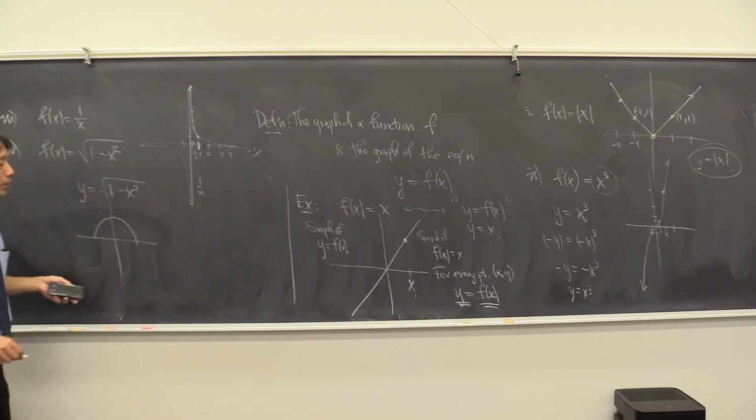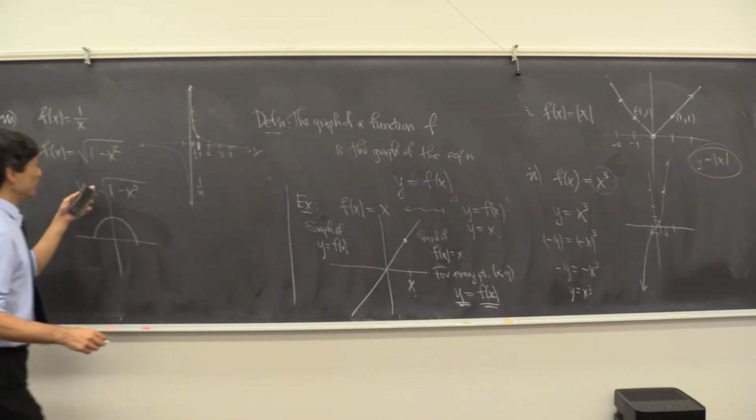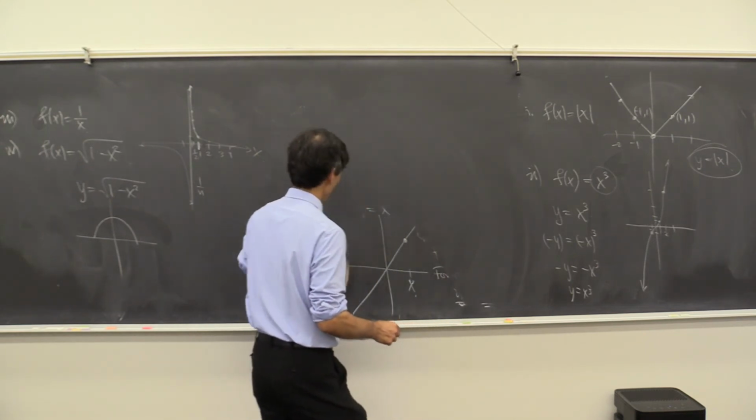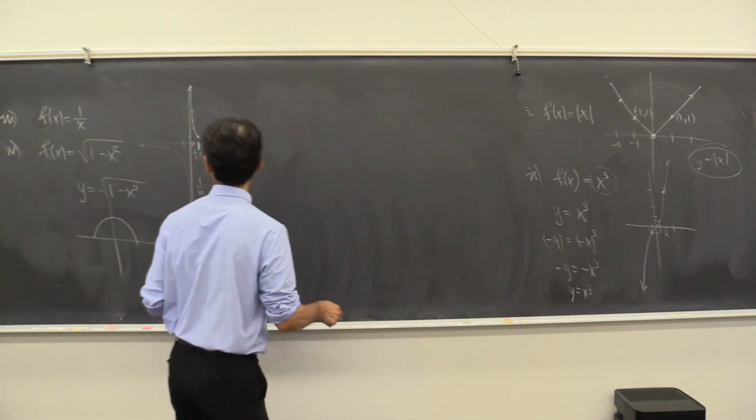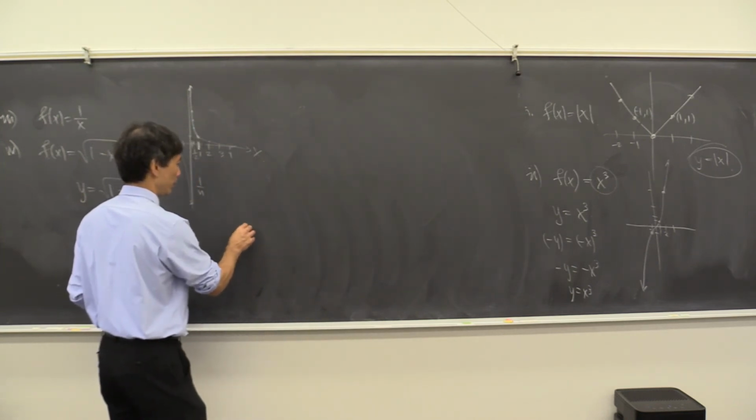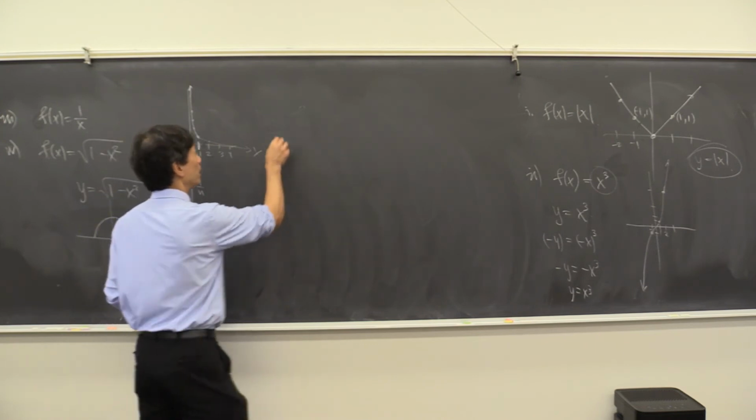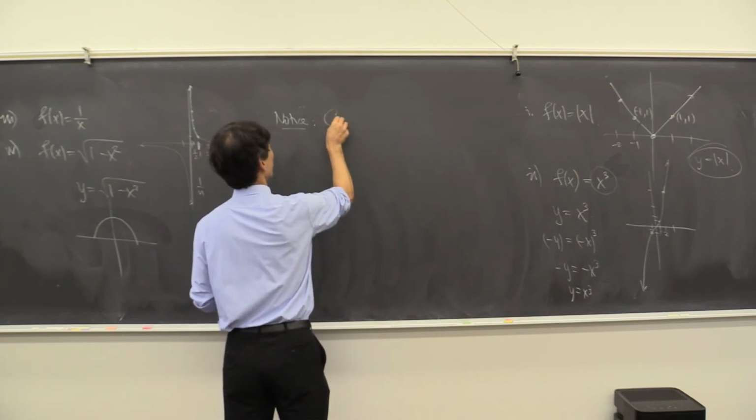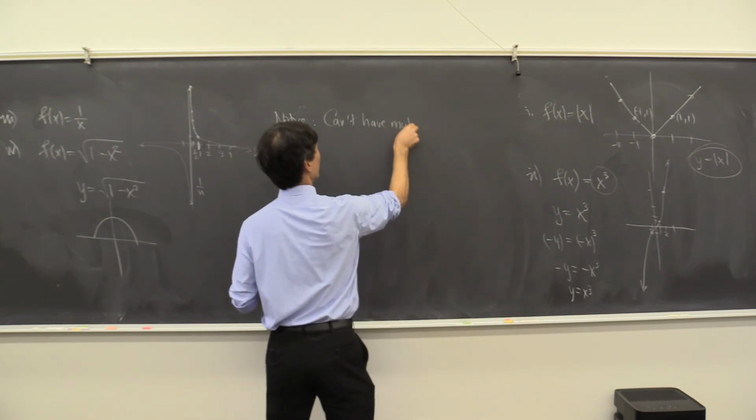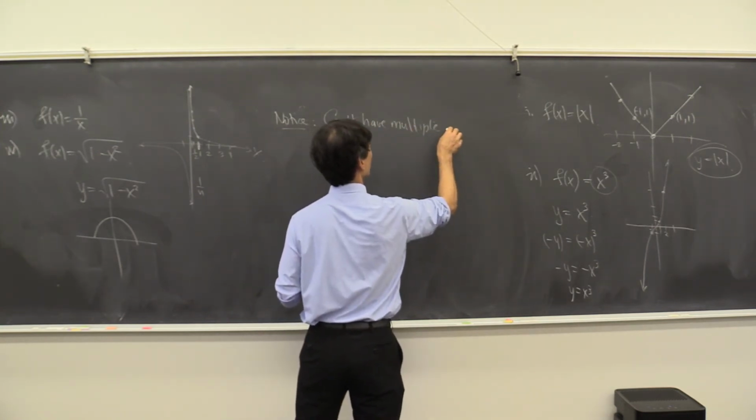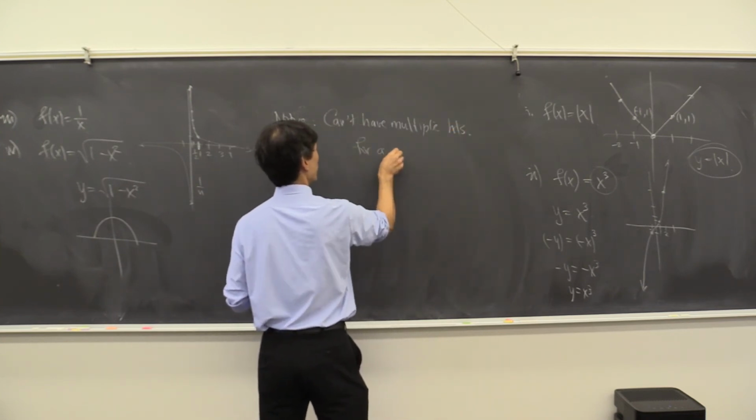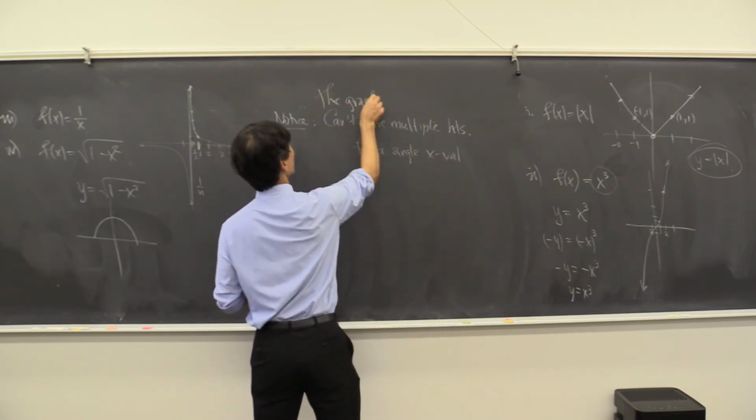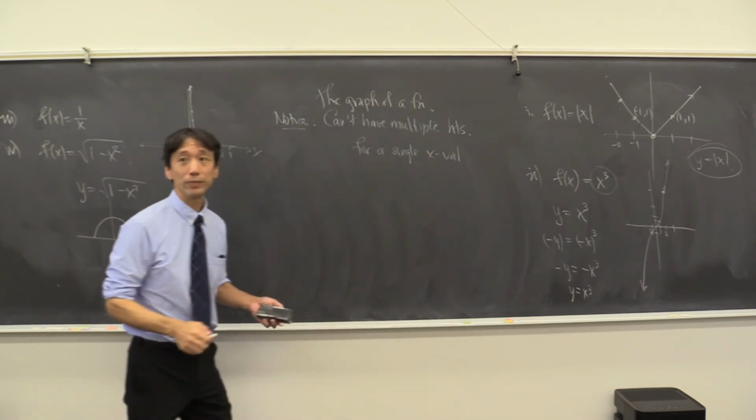You don't get the full circle, because that would be plus or minus, and that would mean that you have two values for every x coordinate. So notice, you can't have multiple heights for a single x value. The graph of a function can't have multiple heights for a single x value.